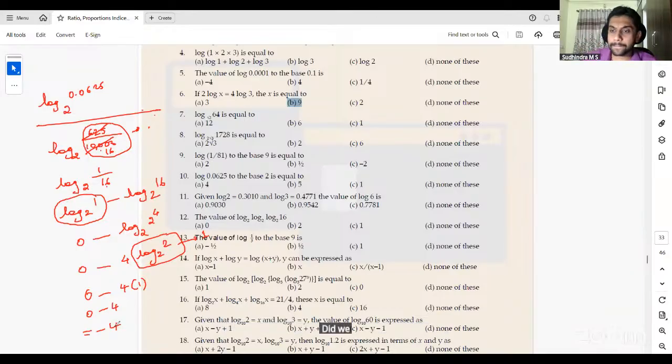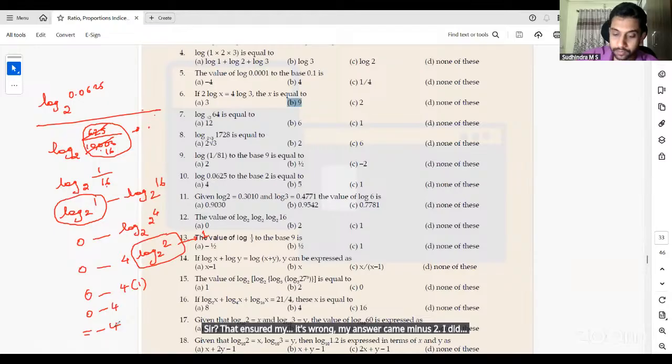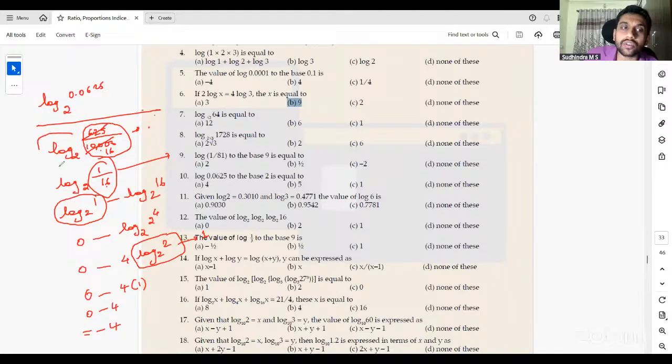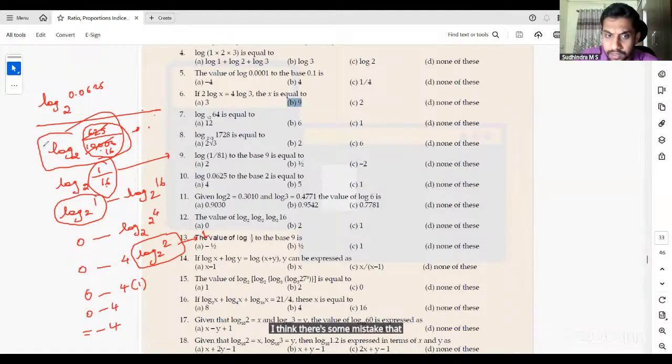Did we understand this? Sir, it's wrong. My answer came -2. I did 625 upon 10,000, 1 upon 16. Then took 4 in the numerator and 4 power -2. Answer came -2. Like x is equals to -2. After this, what did you do? My bases weren't the same, sir. Bases weren't the same. There is only one log, no? How can we have different bases? No. I think there's some mistake that you would have done there.